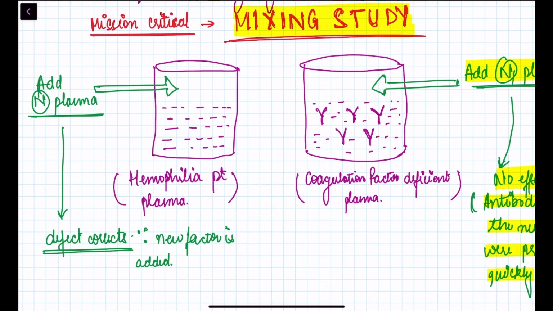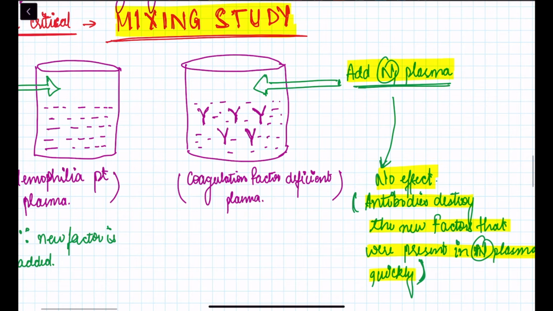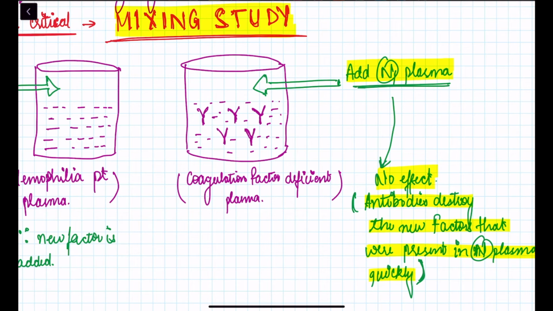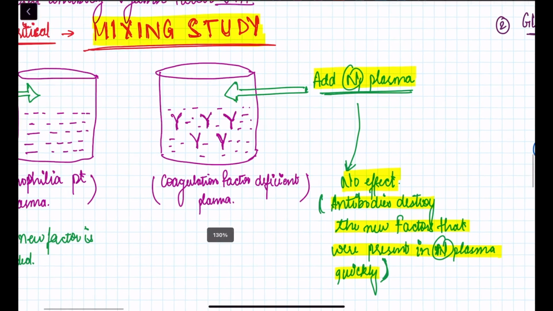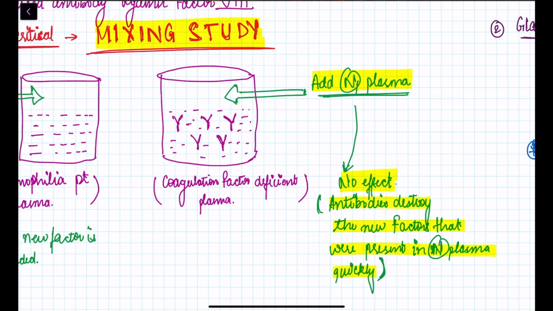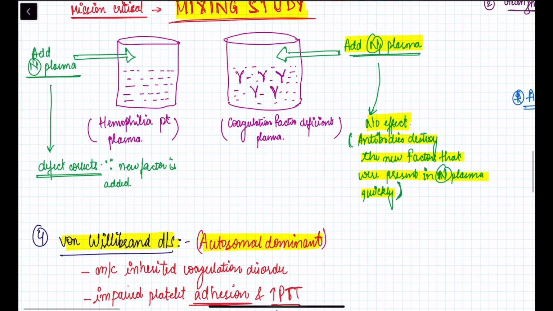In the hemophilia patient, the defect will correct because there was deficiency of factor 8 and you just added new factor 8. So the deficit corrects. But in a coagulation factor inhibitor patient, there won't be any improvement in the deficit, as these antibodies which are present will destroy the incoming new factor 8. So that is the mixing study. You have to remember that, you have to know that.